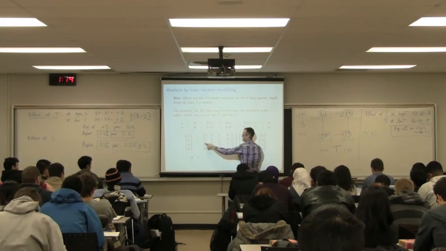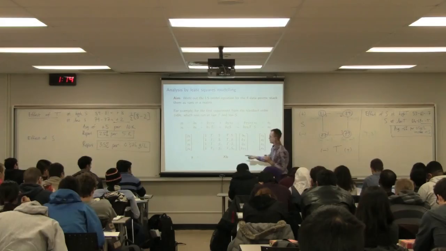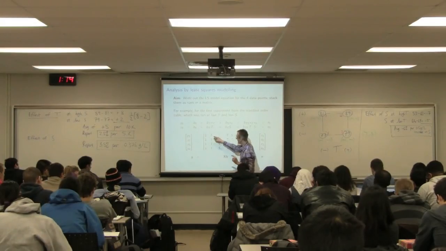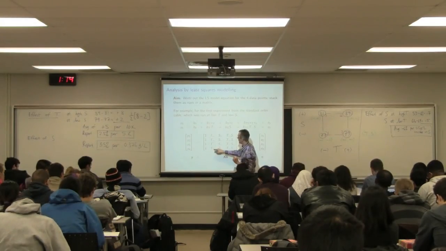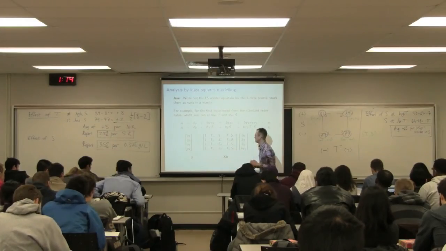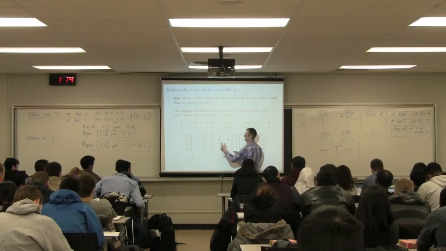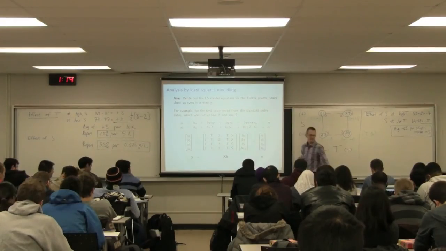Okay, so every entry in this X matrix is very easy to get. The first column is always a column of ones. The second column is the column corresponding to the temperature from the standard table. The S column corresponds to the S column from the standard table. And the TS interaction is simply the product of the T column and the S column.